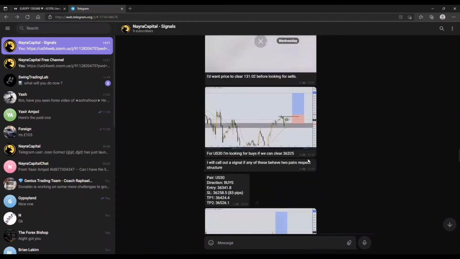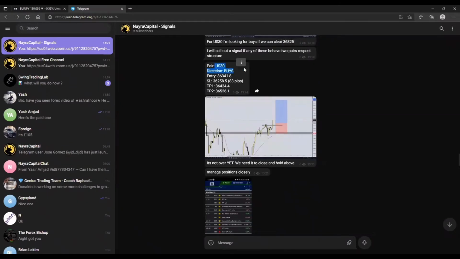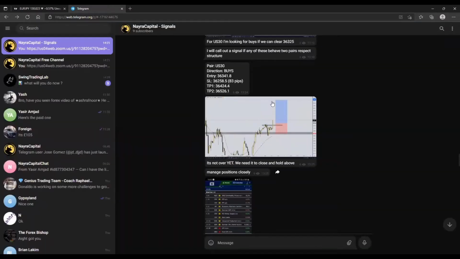The first trade I took at the beginning of the week was this US30 trade. I took US30 buys, and I even took a screenshot of it for the paid signal group. Now I'm going to be calling all of these signals on the free Telegram on Monday, so everyone can see all the transparency and everything live. I'm only going to do this for one month, so everyone can get a little trial of how things are going. Anyways, let me break down this trade.